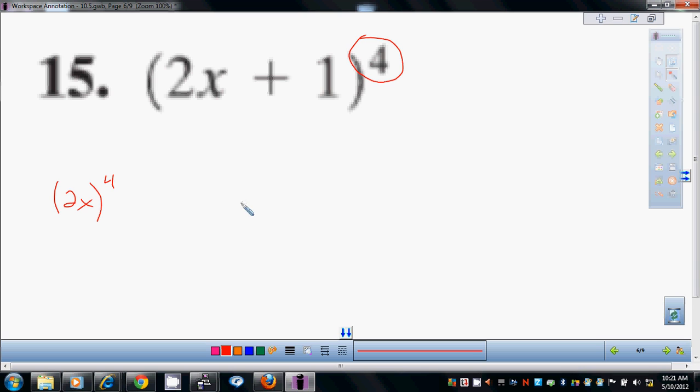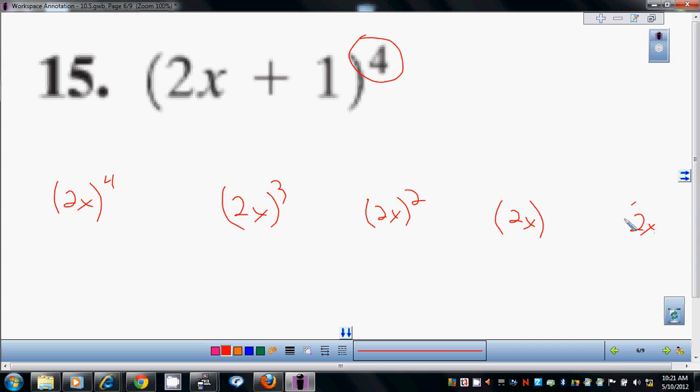So anyway, leave yourself some space and go 2x cubed, 2x squared, 2x to the first. And as a placeholder, you can put 2x to the 0, even though we all know that that's really just 1. But as a placeholder, we're going to do it like that.